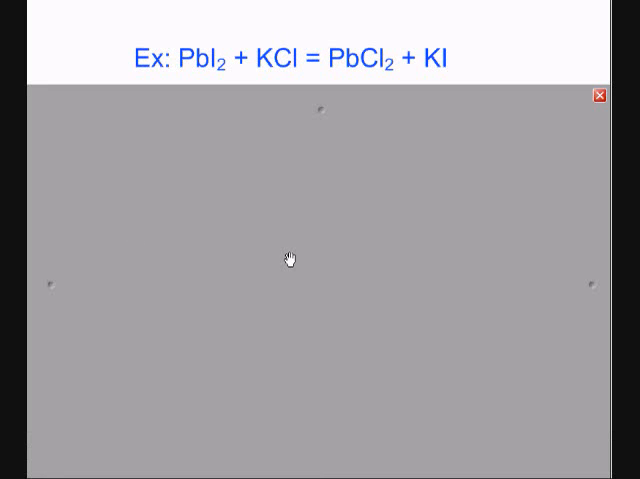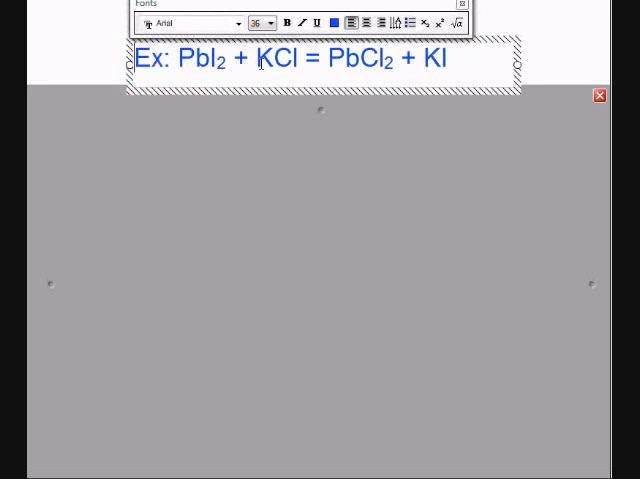Let's move on. How about another example here? Lead iodide plus potassium chloride equals lead chloride plus potassium iodide. Before we get to the question, let's automatically assume we got to balance this equation. Is it balanced? 1 lead, 2 iodides, 1 iodide. That's no good. Let's balance that guy.